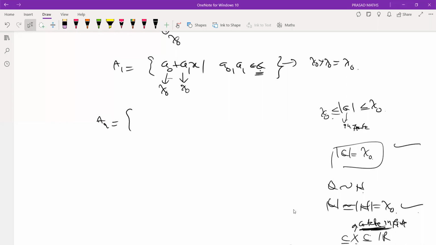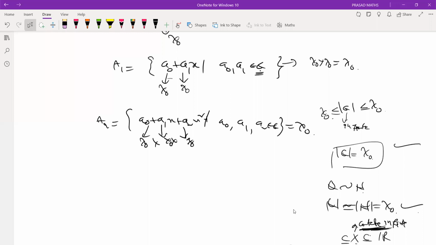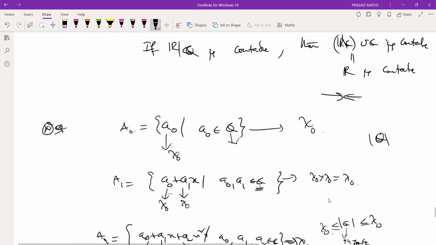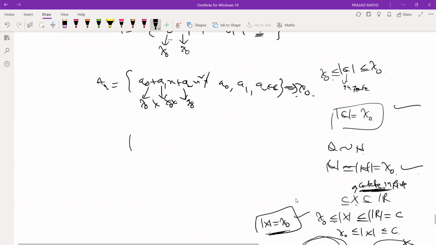Similarly, look at the second degree polynomials over rational numbers. So what are the choices for a naught? Aleph naught. This is for aleph naught. So total choices are the maximum of aleph naught, aleph naught. So what you observe? A naught is aleph naught. A naught, A1 is a countable infinite set, A2 is a countable infinite set, A3 also a countable infinite set. So what you observe? The total union is always countable. Union of countable sets is always countable.